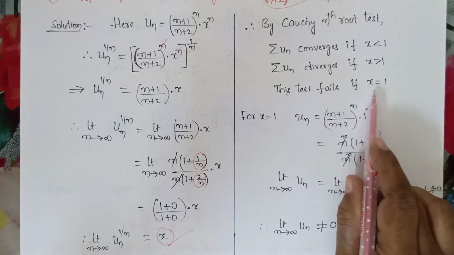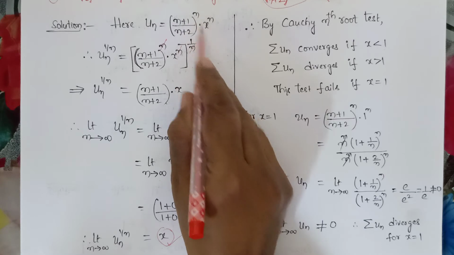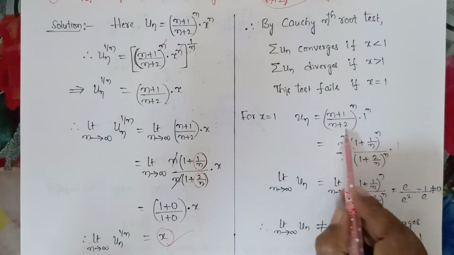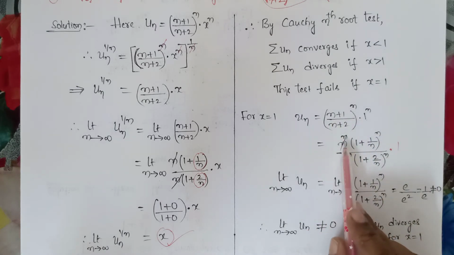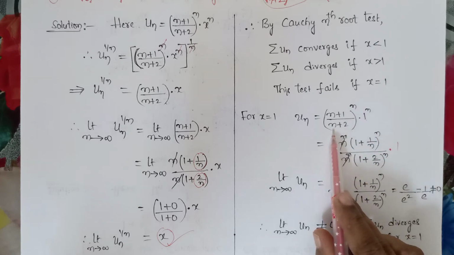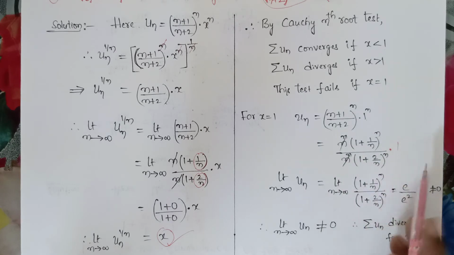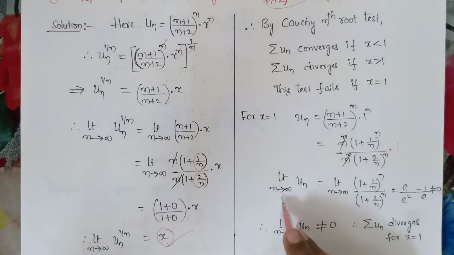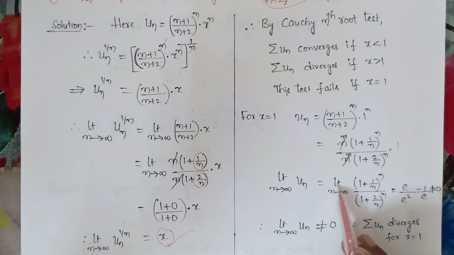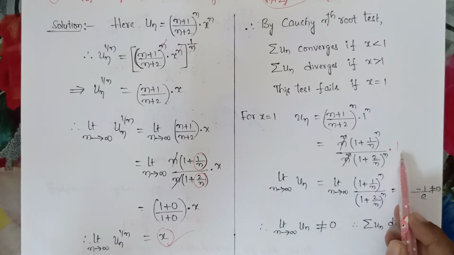Now we see for x is equal to 1, un is n plus 1 by n plus 2 whole power n into 1 power n. 1 power n is nothing but 1. Now we take n as common in both the numerator and denominator. n power n into 1 plus 1 by n whole power n by, again we take n as common, n power n into 1 plus 2 by n whole power n into 1. Cancel n power n. Now we apply limit n tends to infinity on both sides. Therefore, limit n tends to infinity un is equal to limit n tends to infinity 1 plus 1 by n whole power n by 1 plus 2 by n whole power n into 1.